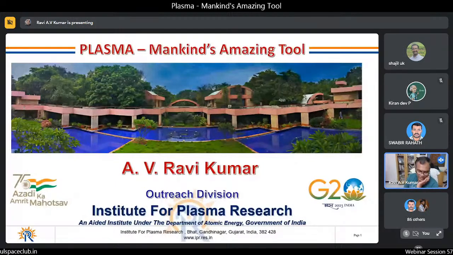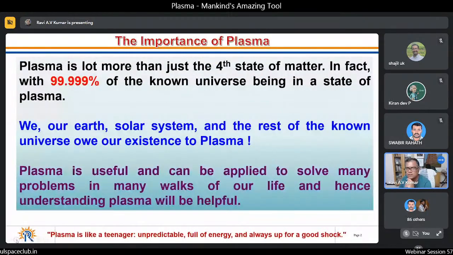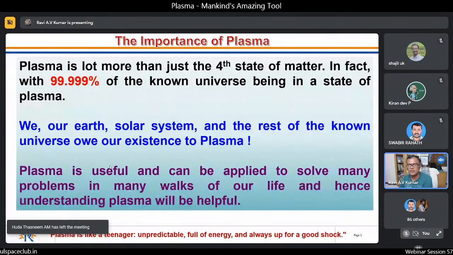What you see here is our campus, Institute for Plasma Research. It is in Gandhinagar, as Shajin said. It's a very green campus, and if any one of you get an opportunity to visit Ahmedabad, please come to our institute. The question now is, what is the importance of plasma? Why should you study plasma? And if at all you have to study plasma, how do we study plasma? Let us look at this.